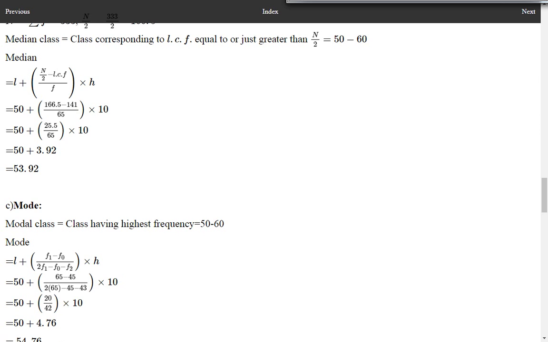So median is equal to 50. It is the lower limit of the median class. The median class is 50 to 60, and its lower limit is 50. So this is what we have obtained. Then n by 2 is equal to 166.5. That also we have obtained.